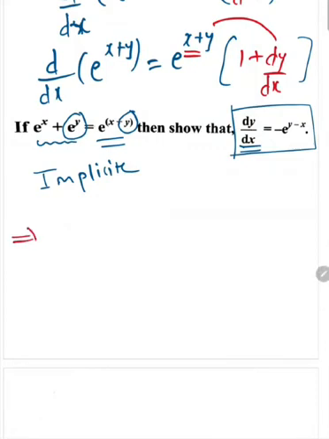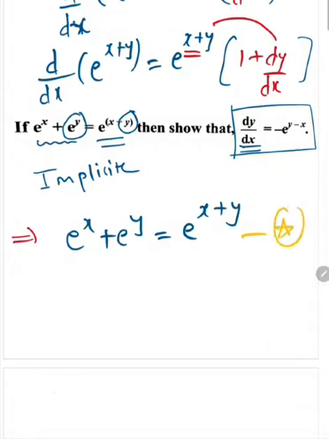So let me write again. What we have here is e power x plus e power y equal to e power x plus y. I am going to call this the star equation. I am going to use it while solving the problem. Okay, so let's now differentiate with respect to x first and observe what is happening here.